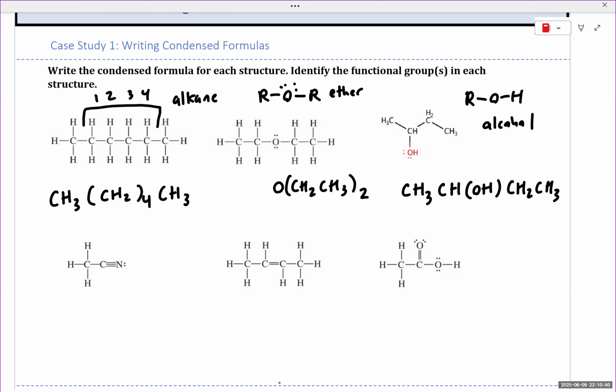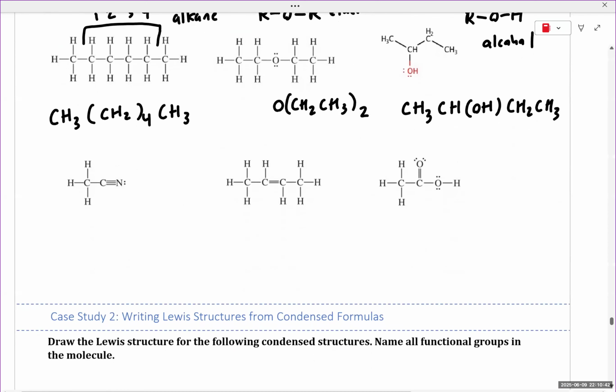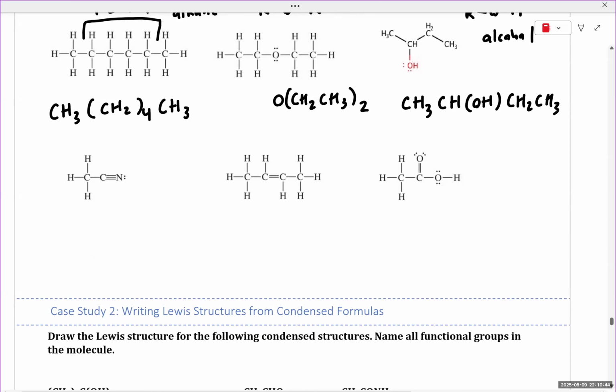Now that you've seen these representative examples, I'd like you to attempt to write out the condensed formula for the following three structures. Keep in mind, carbon-carbon double and triple bonds are noted in the condensed formula. So we'll take a few minutes for you to work through these examples, and then we'll discuss.